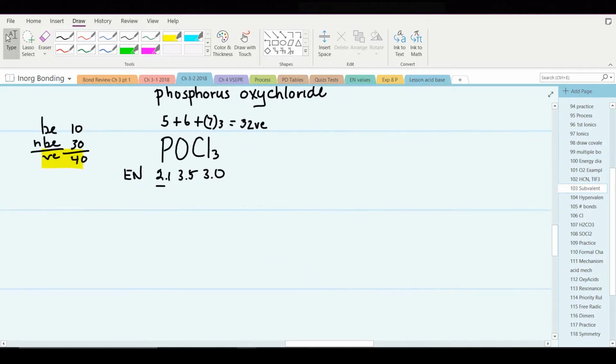So let's draw phosphorus. 1, 2, 3, 4, 5 valence electrons. 1 pair, 3 singles. Chlorine needs 1 electron to share. There's 1 bond. Here's the second chlorine. That's 2 bonds. Here's the third chlorine. That's 3 bonds. What about the oxygen? Oxygen needs a pair of electrons. You know that oxygen can form a double bond, right? 2 pairs and 2 singles. That's right there. A double bond.